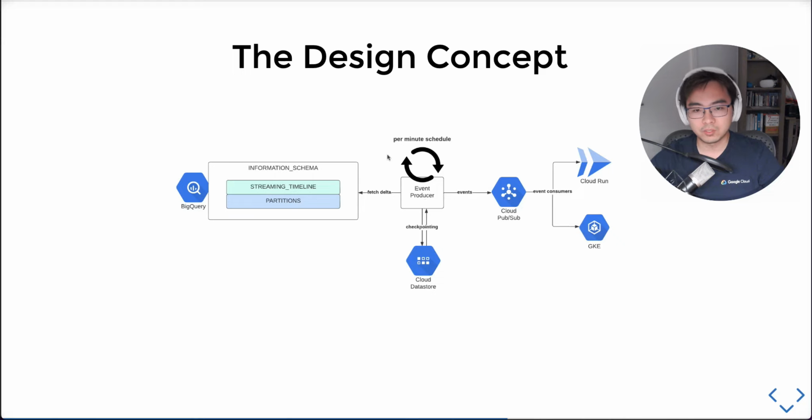So for a 1 minute schedule, what we're trying to do is identify and fetch the deltas. Then we send those events into a Pub/Sub topic, which can then be consumed by other subscribers later on, right? That can be Cloud Run, GKE, or many other things. So basically, I'll give you a number of use cases for what those event subscribers will do.